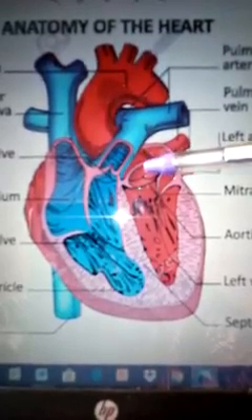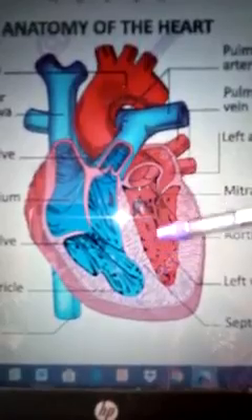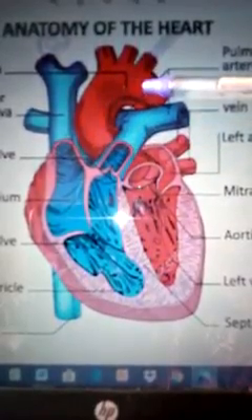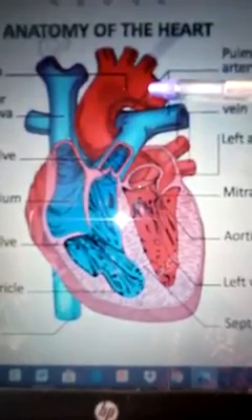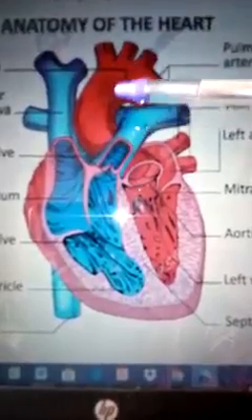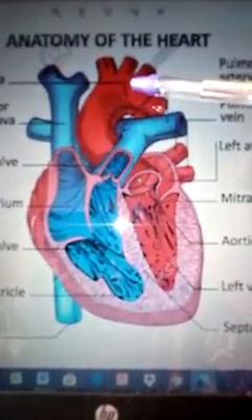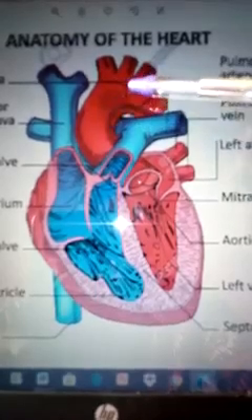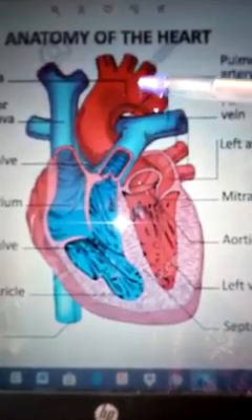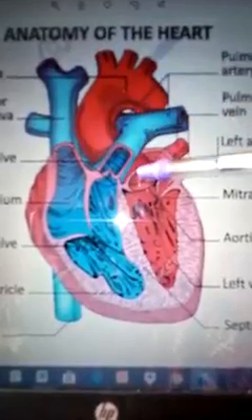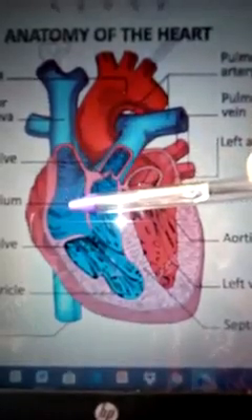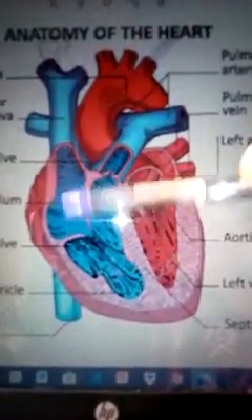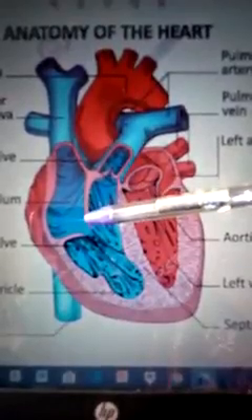The purpose of blood moving to all parts of the body is to supply oxygen and other useful material to the cells of the body. After the cells have received the oxygen, they release the carbon dioxide into the blood, and that blood comes back to the heart through the right side of the heart.